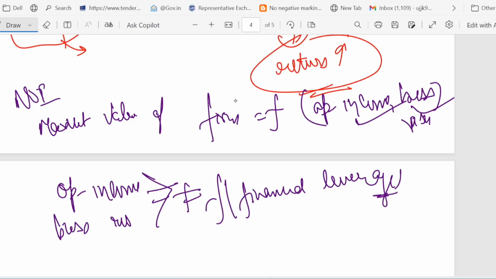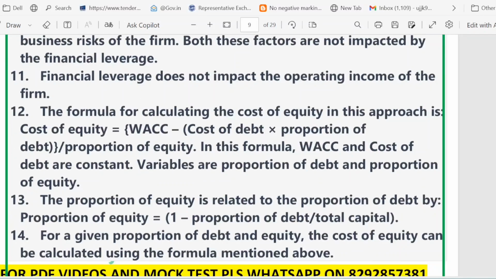In simple words, whether a company borrows more or less, its operating income does not change. Its operating income remains the same. So whether a company borrows more or borrows less, its operating income will remain unchanged. Now here comes the interesting part, the formula for cost of equity under this approach. Yes, let's have a look at the formula for cost of equity.